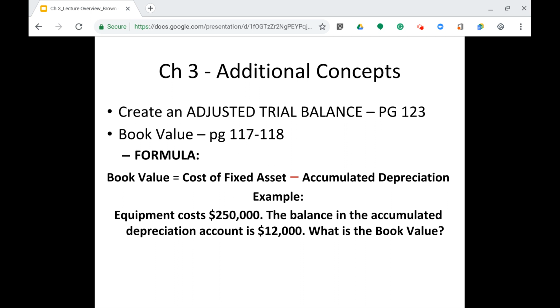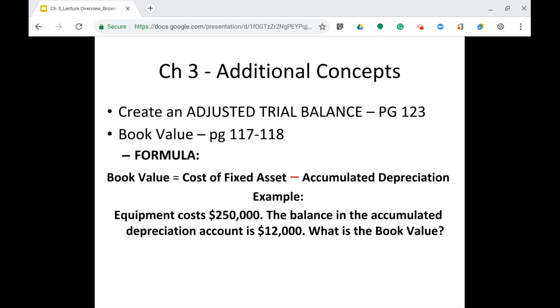If you look in your textbook, I believe these are the accurate pages. If it's not, it's real close for your adjusted trial balance. Book value. I mentioned that earlier. Whatever the value of the asset is, cost concept, you cannot change what you pay for it.